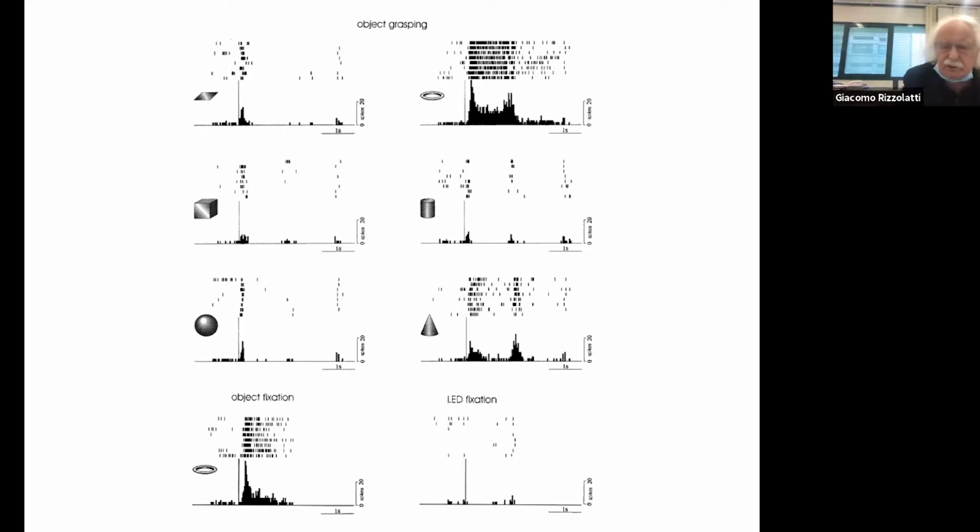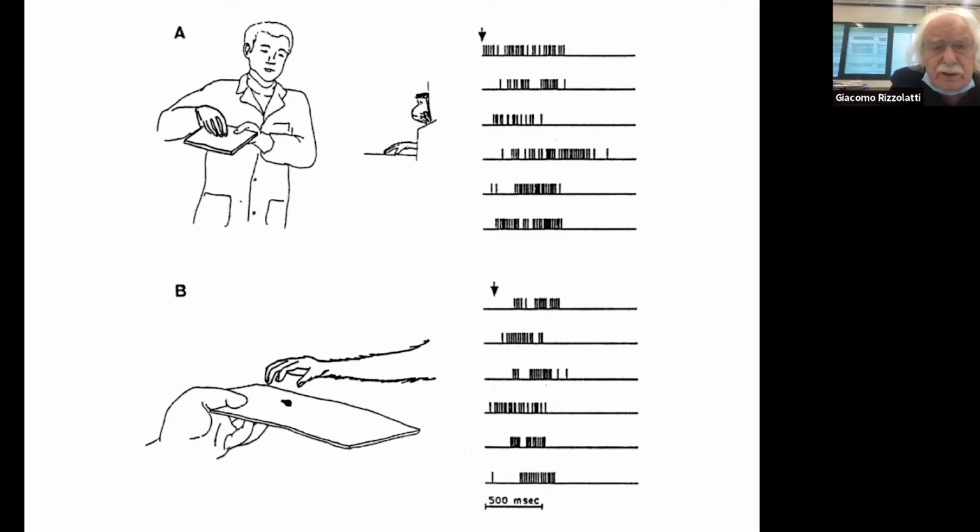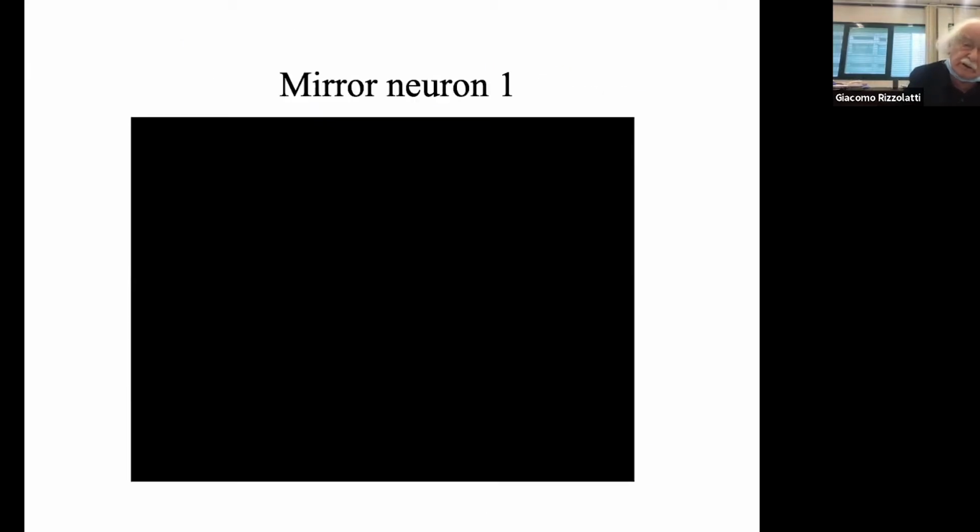People discussed this issue, but then came the big surprise: mirror neurons. In this case, what is important is not the observation of an object, but the observation of an action made by another person. So in A, the experimenter grasps something, and in B, he observes the monkey grasping an object. There is this parallelism between what he is observing and what the monkey is doing. Now I will show a mirror neuron.